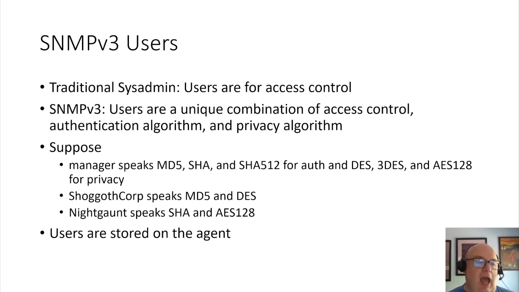Manager may speak MD5 and SHA and SHA-512 for authentication, and DES, 3DES and AES-128 for privacy. But this one brand of router from Shoggoth Corp, it only speaks MD5 and DES. And this other brand of router, well, it speaks SHA and AES-128. So you need a unique user for each of those devices. So think about it that way first. Which users can speak what protocols and which algorithms? And users are stored on the agent. The management client gets a copy of them.